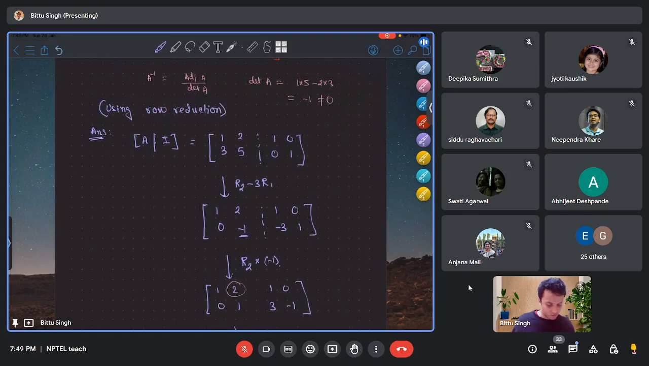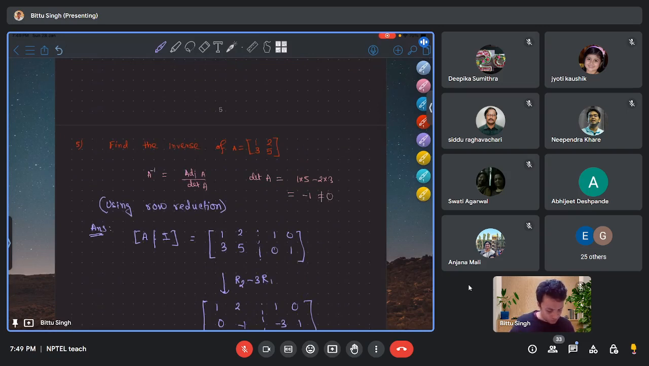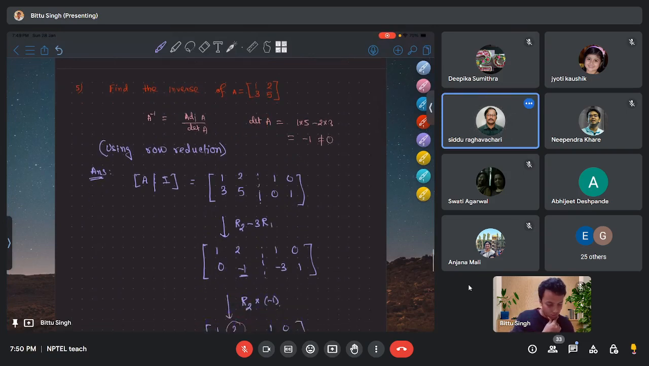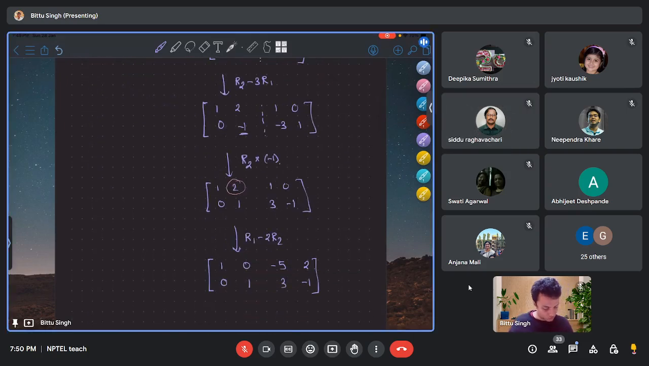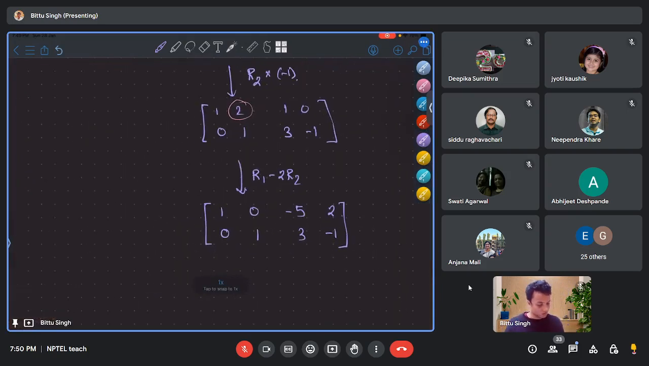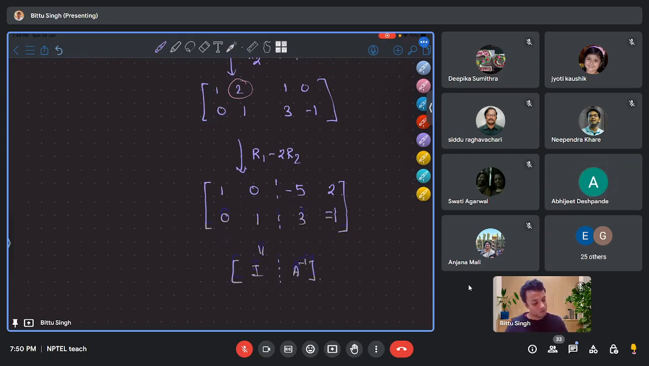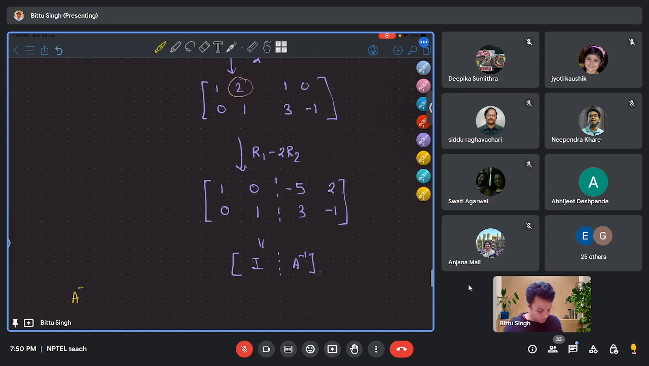I have made some mistake, because this is not the way to get the inverse. It is just the adjoint here. So it is correct. Yes. A inverse is adjoint by delta. Okay, so the inverse should be: this matrix is the same as I, the identity matrix, and this thing is A inverse. Therefore, A inverse is the second part: minus 5, 2, 3, and minus 1. Okay.